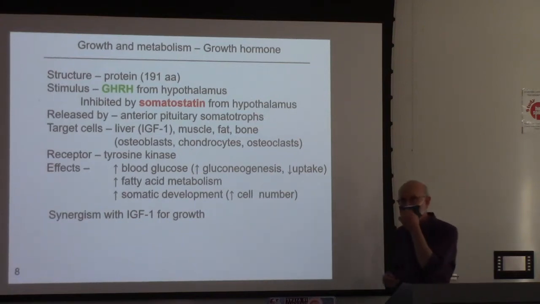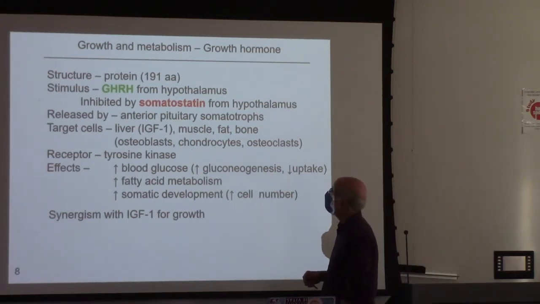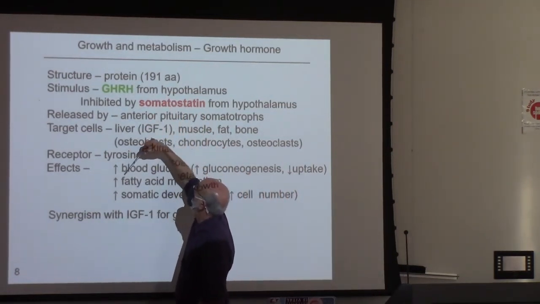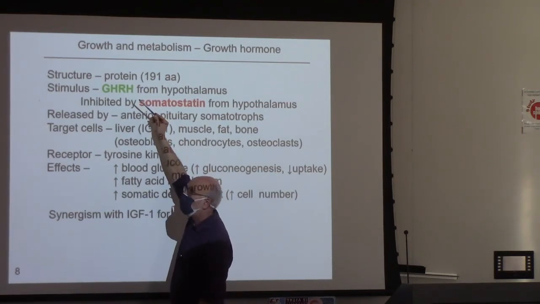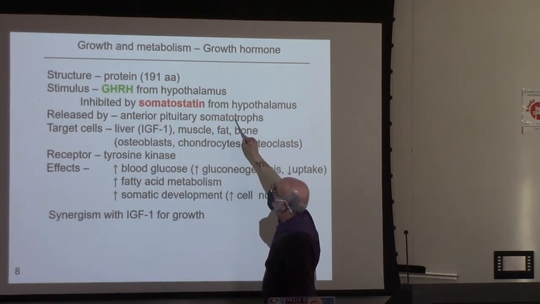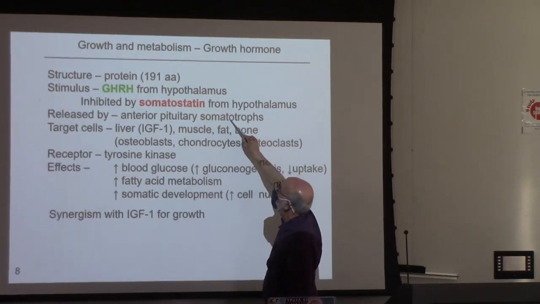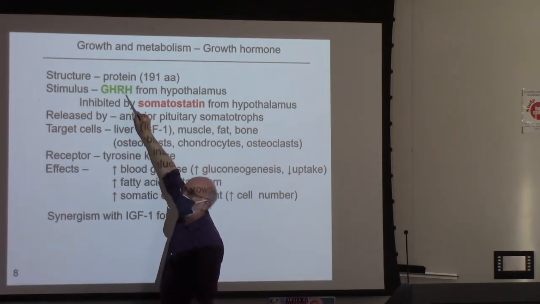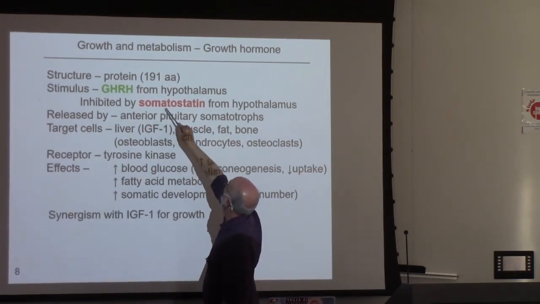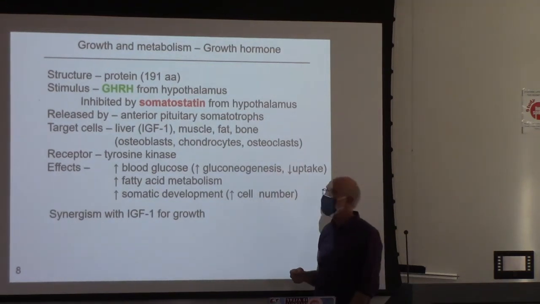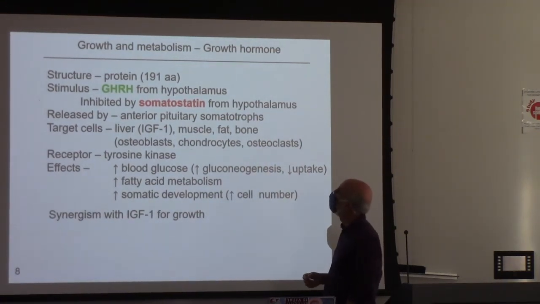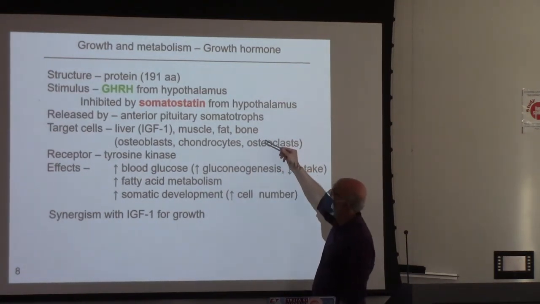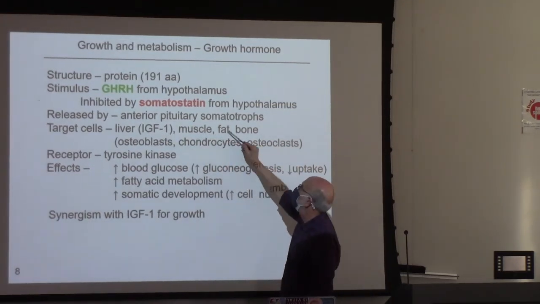Okay, let's turn our attention to growth hormone. Growth hormone is a protein. It's released by the somatotropes of the anterior pituitary, and its release by the somatotropes is stimulated by growth hormone releasing hormone, and it's inhibited by somatostatin from the hypothalamus released into the portal circulation at the median eminence. The target cells for growth hormone are many: liver, muscle, fat, bone.